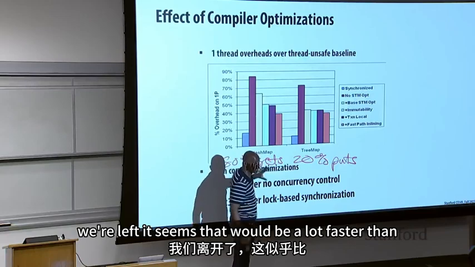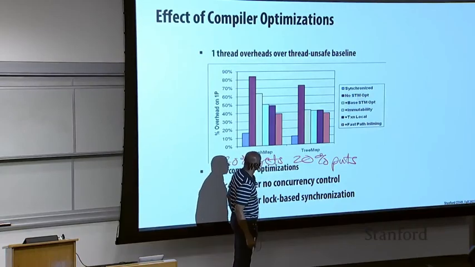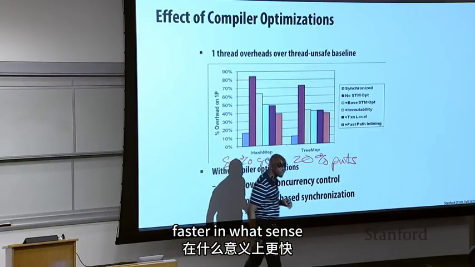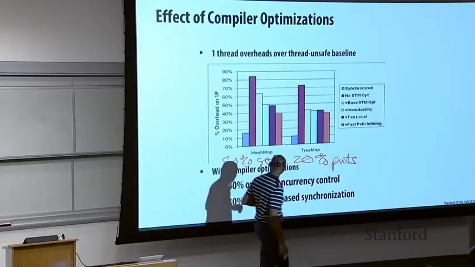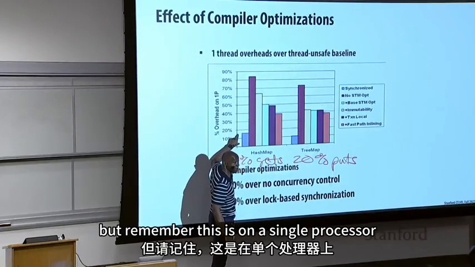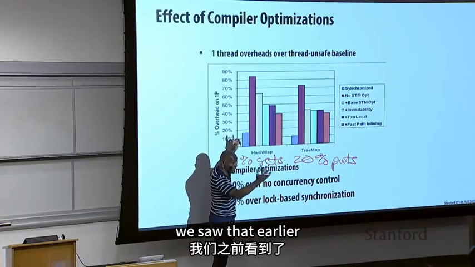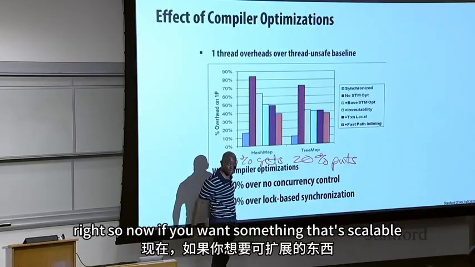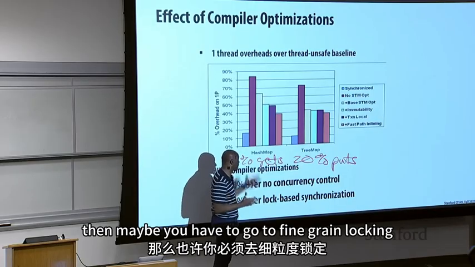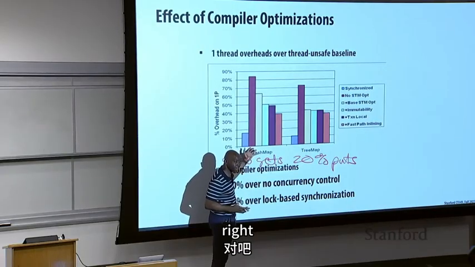Well, it seems that would be a lot faster than the... Faster in what sense? As in it's only 10%. Yeah, it is faster, but remember, this is on a single processor. It won't scale. We saw that earlier, right? Didn't scale, right? So now, if you want something that's scalable, then maybe you have to go to fine-grained locking, which is actually not shown here, right?